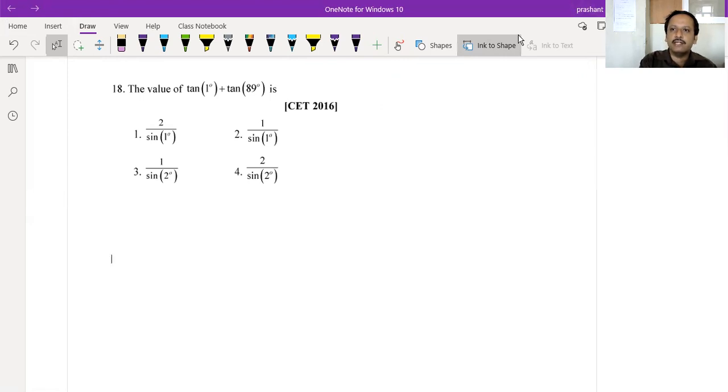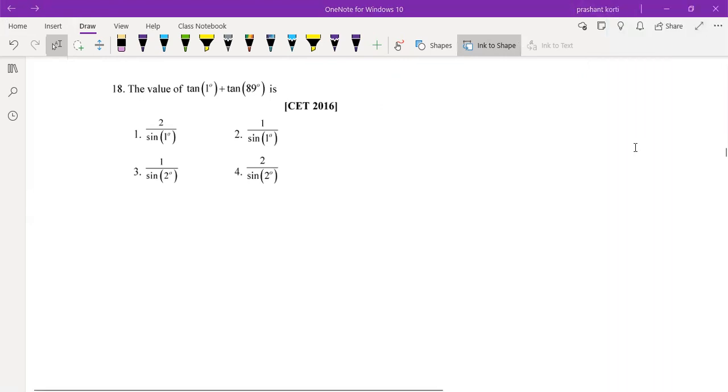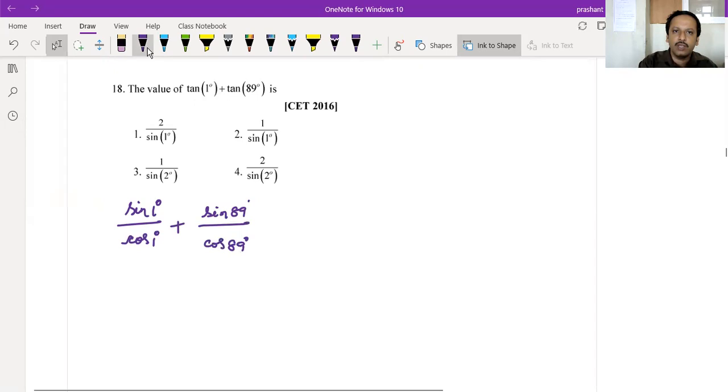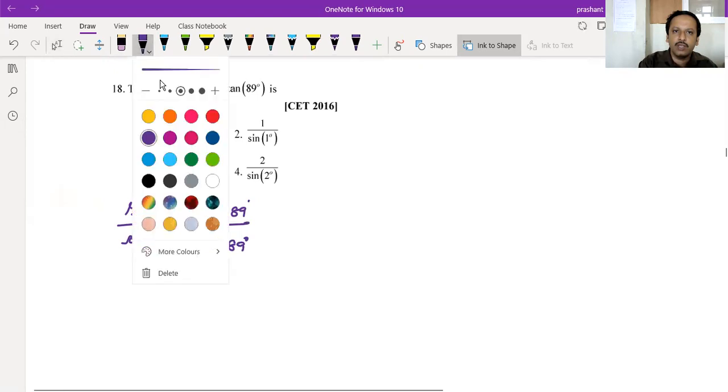Now, the value of tan 1 degree plus tan 89 degree is. Here, I will write tan 1 degree as sine 1 degree divided by cos 1 degree, plus tan 89 degree as sine 89 degree divided by cos 89 degree. Now I will take the LCM of these two.